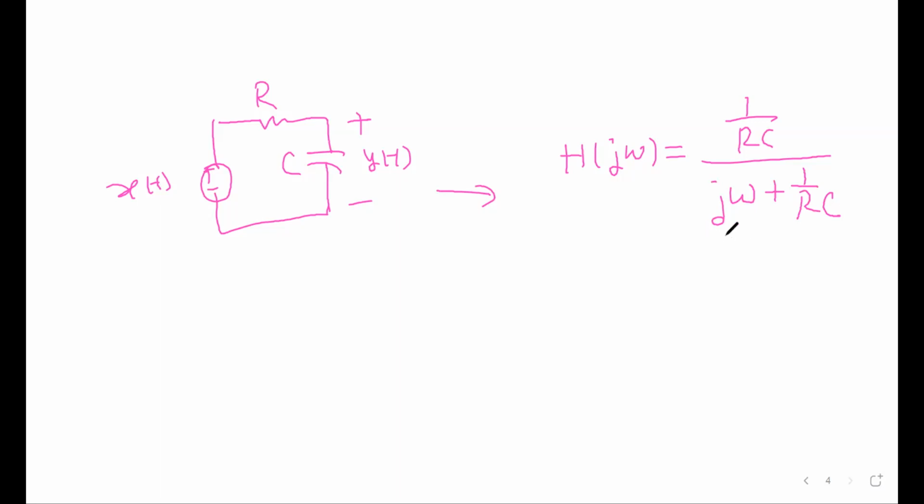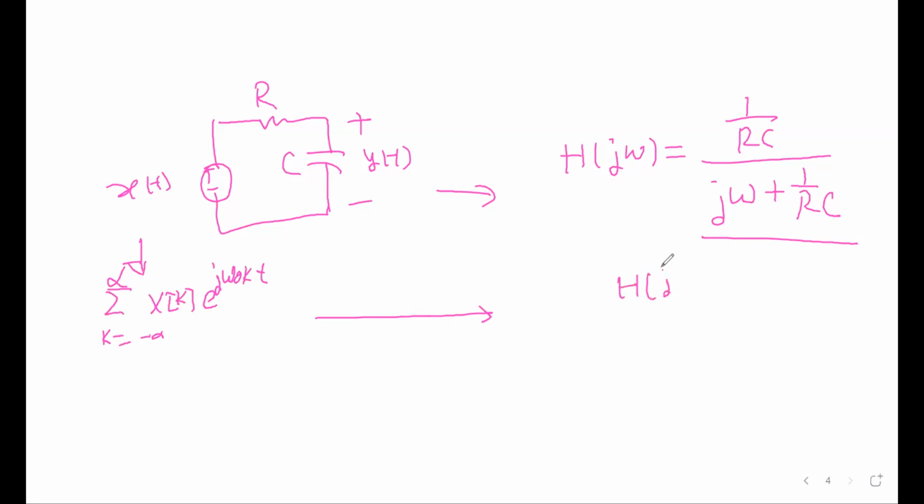So if this is your transfer function, now if your input, for example, is expressed as the sum of xk e to the power j omega 0 kt with k equal to minus infinity to infinity, then the corresponding hk would be equal to what? Your hk would be equal to h of j omega 0 k, isn't it? Would be equal to 1 divided by RC divided by j omega 0 k plus 1 divided by RC. This is the value of your transfer function at the harmonic frequencies omega 0 k.